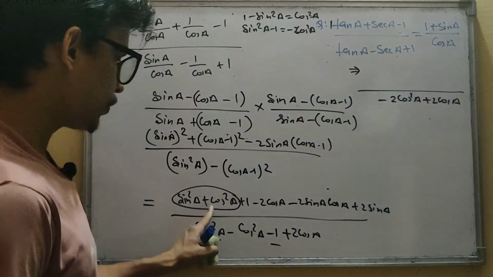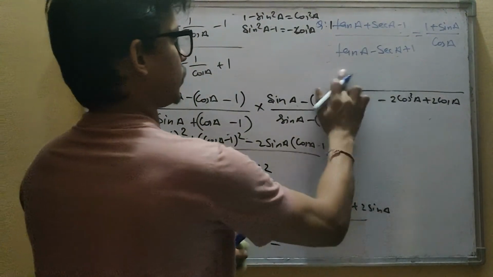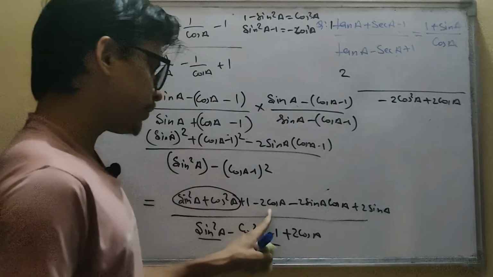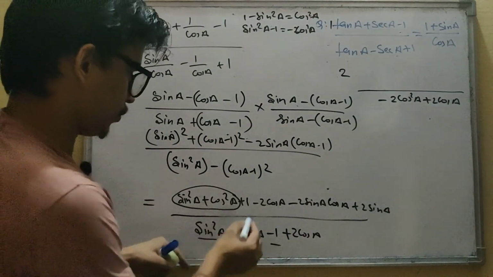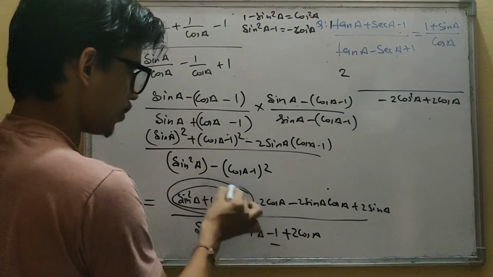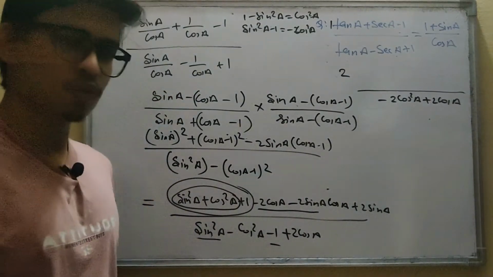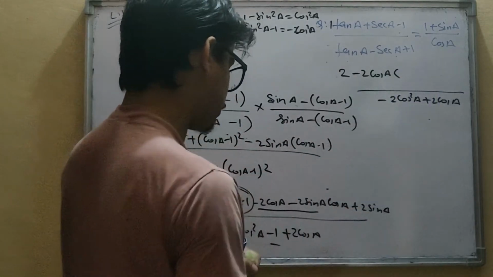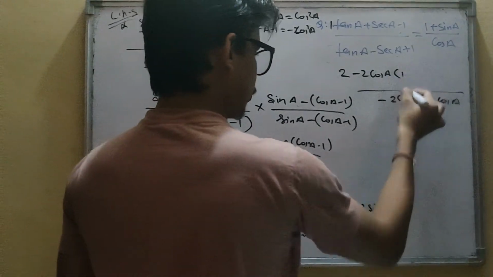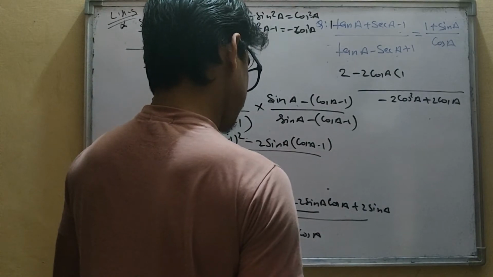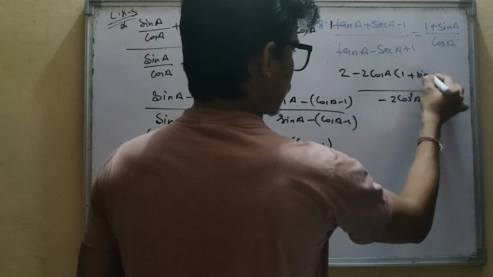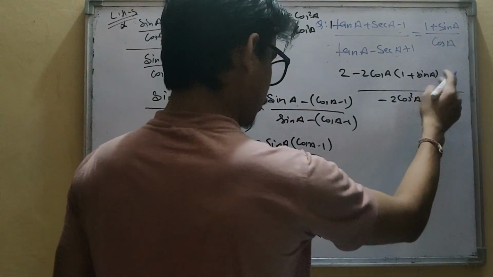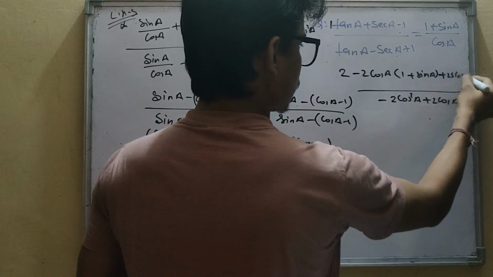Now, this is going to be 1 plus 1, 2. So this is going to be 2, and here you take minus 2 sin a as common from these two. So this is 1, this is 1, so these have been solved. From these two, you can take minus 2 cos a as common. So 2 minus 2 cos a. If I take minus 2 cos a as common, this is going to be 1 plus sin a. And this is going to be plus 2 sin a, right?